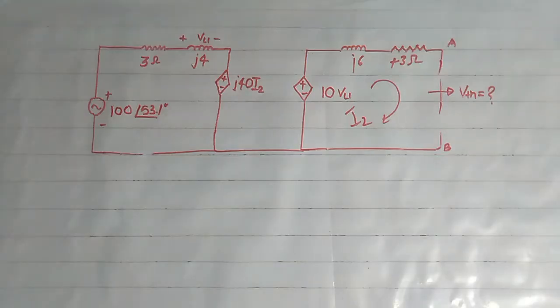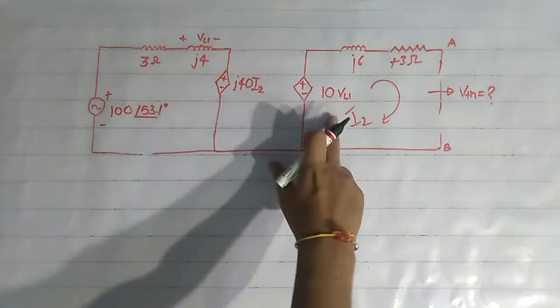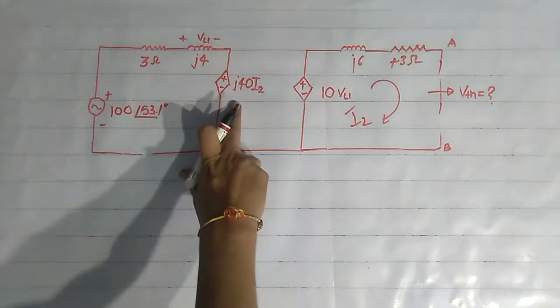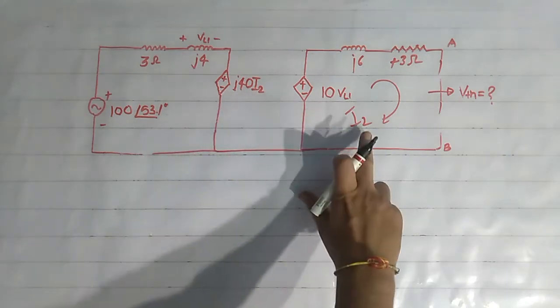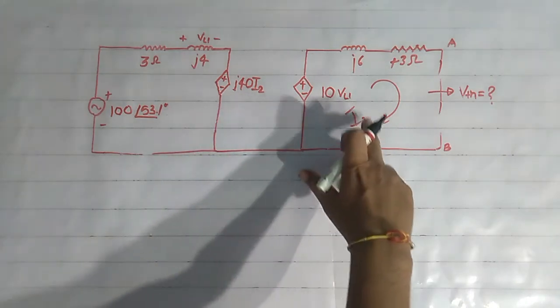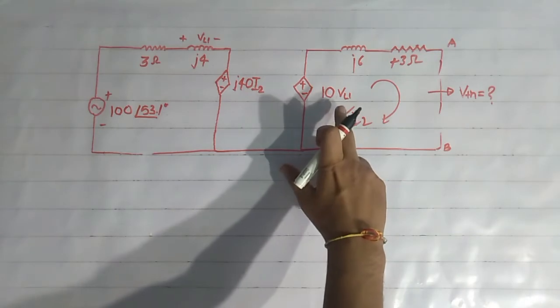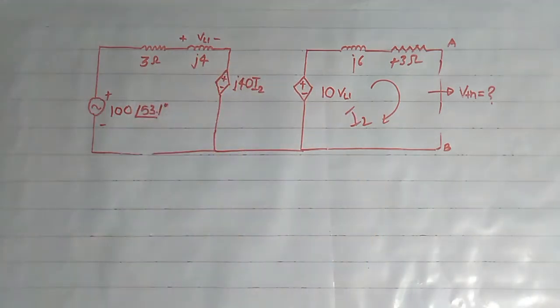Now see this question. In this question, this circuit is given and we have to find Thevenin voltage across terminal AB. In this circuit, these two dependent sources are given. This dependent source depends upon the value of current in this loop, and this voltage source depends upon the voltage across this 4 Henry inductance. See how we can solve this.